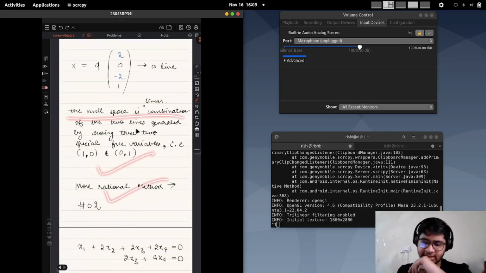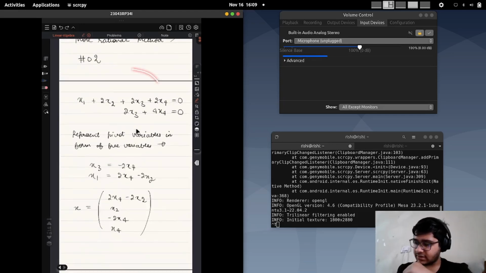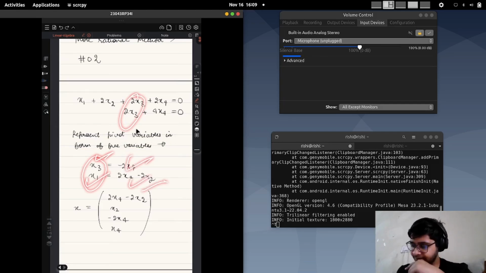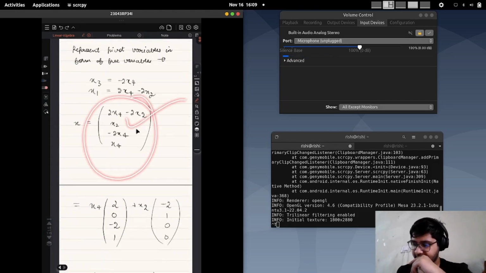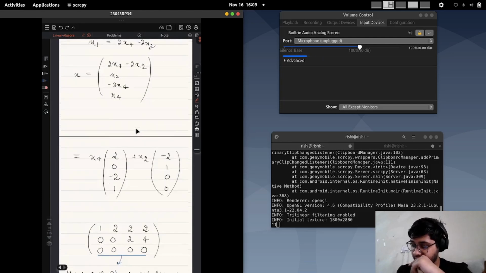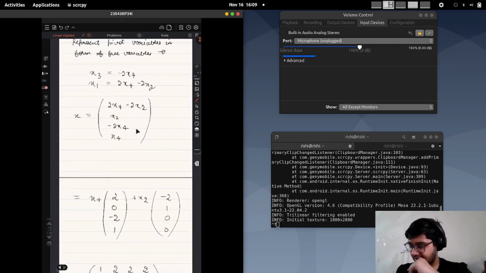Okay, now a more rational or computational method. We know that we only have 2 pivots. Represent pivot variables in the form of free variables. We can calculate the value of these in terms of these, and then we can put this in a matrix. So we have x2, x4 and these 2. Now we can split these 2 matrices like this.